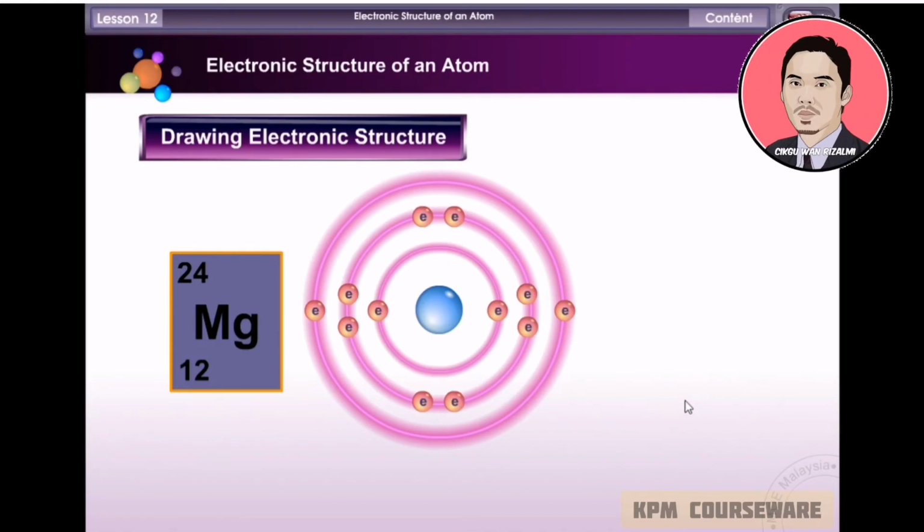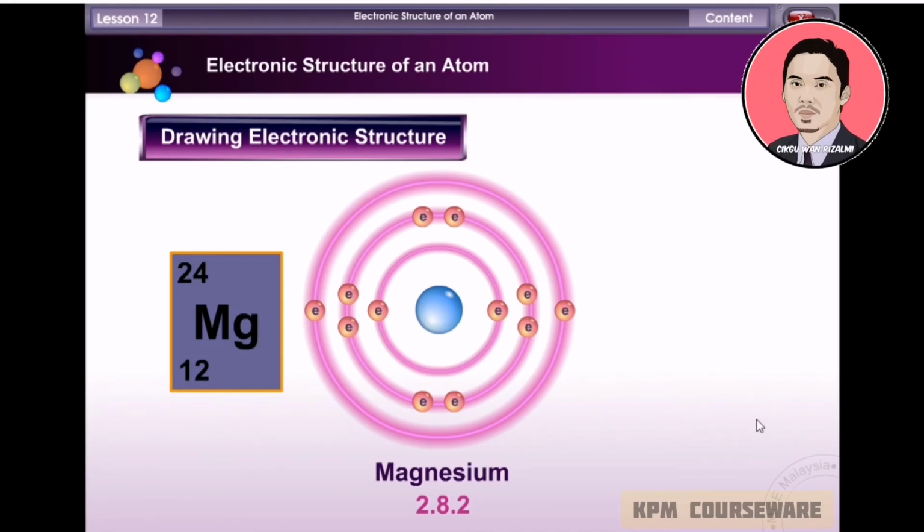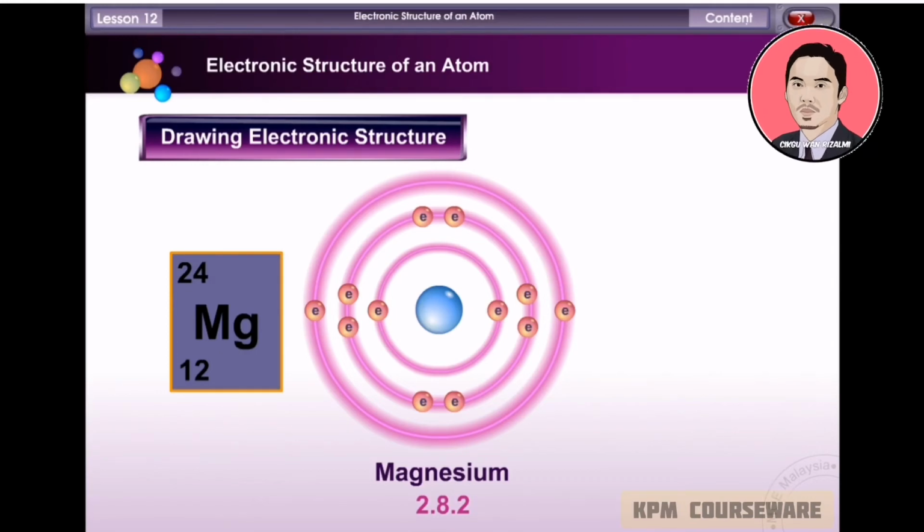We have the electron arrangement of magnesium. The electronic arrangement is 2.8.2. 2 represents electrons in shell number 1. 8 represents the number of electrons in shell number 2, and the number 2 represents the number of electrons in shell number 3. Click on the blinking button to proceed.